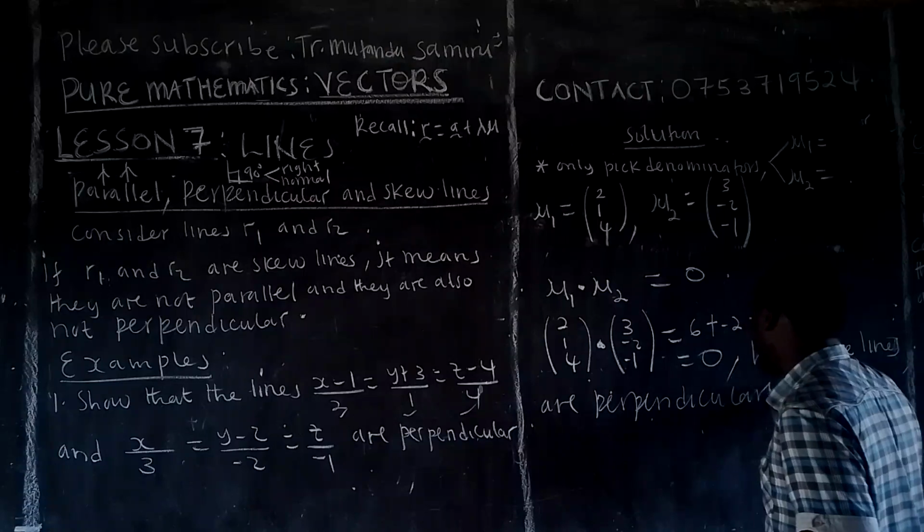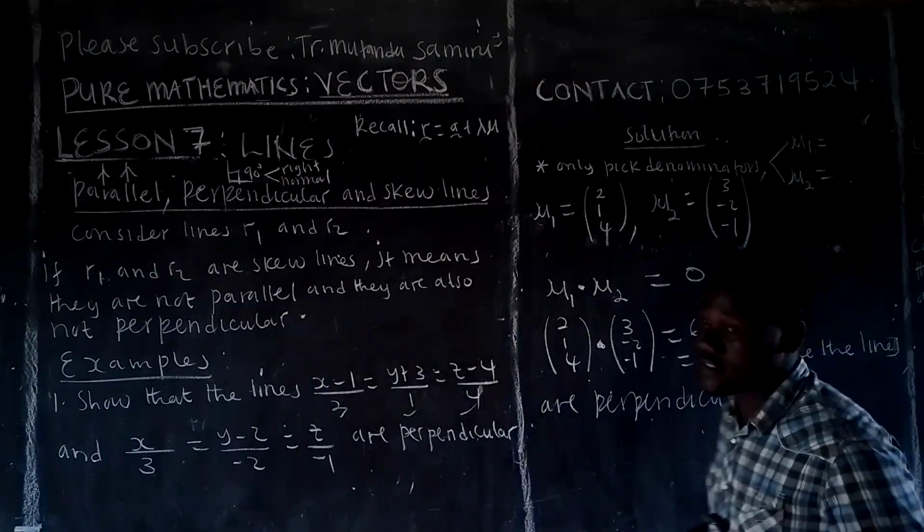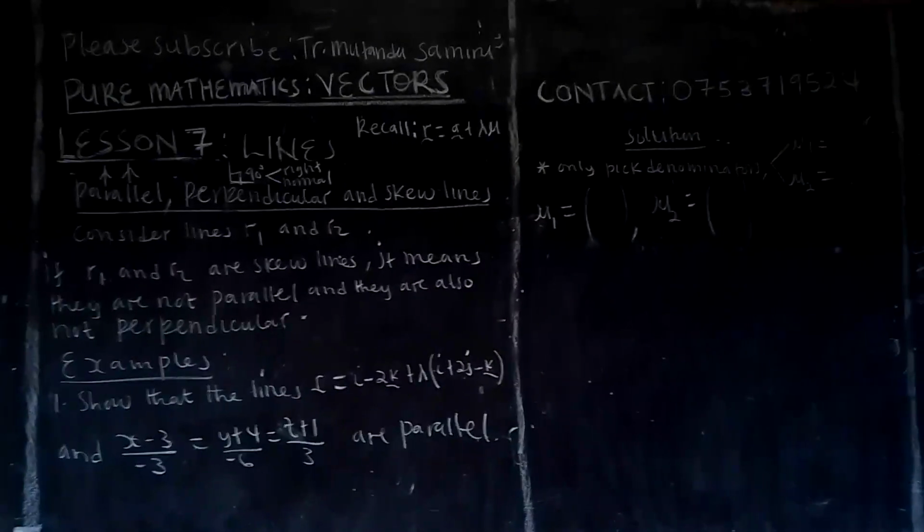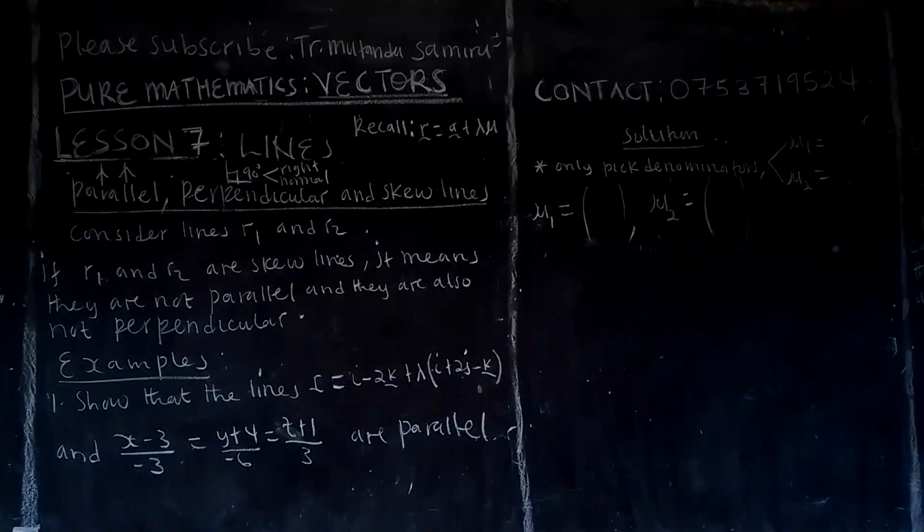We revised those conditions back then. You can view in the playlist and see where we did that work to show that the two lines are perpendicular. This has been our example 1. Let's now see example 2 and what they will be telling us. All right, good. So we are in for another example.